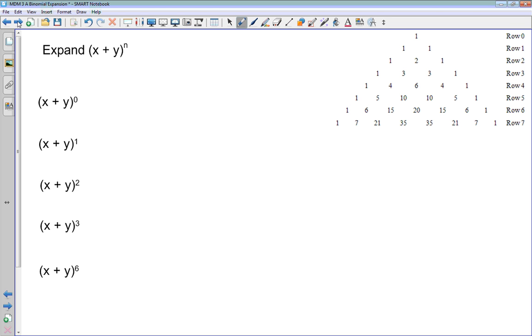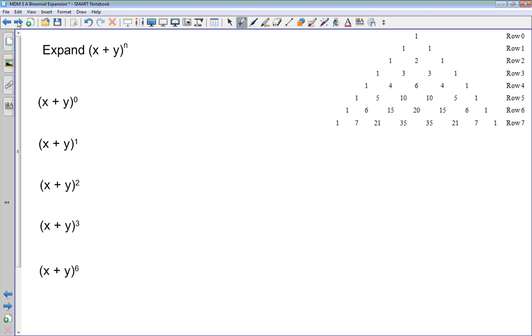Okay, what's the connection between doing expansions of binomials, like we have here, and Pascal's triangle? So I've given you a copy up to row 7 there in the corner of the page. Well, let's think about what the expansion is. We're expanding (x + y) to the power of n. Well, let's look at a bunch of examples here.